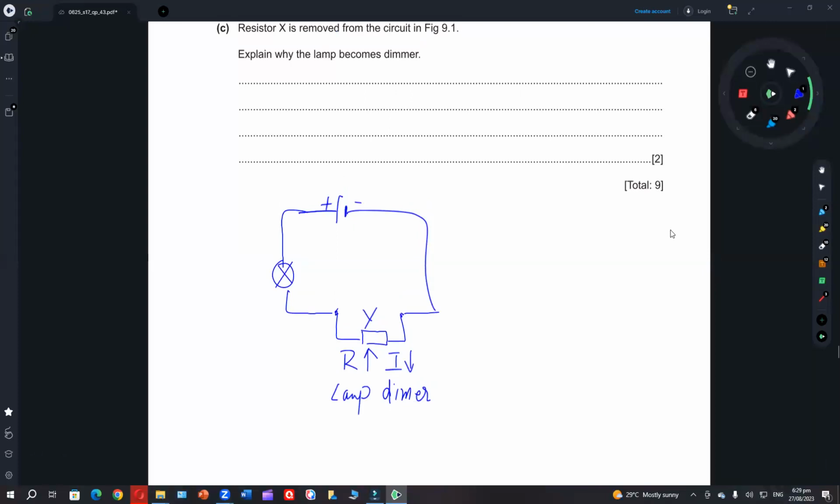Now there is only one resistor. It is not parallel anymore. So resistance increases. When resistance increases, the system will get less current. When the system gets less current, it will be dimmer.